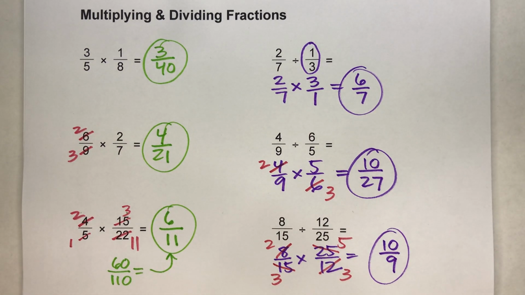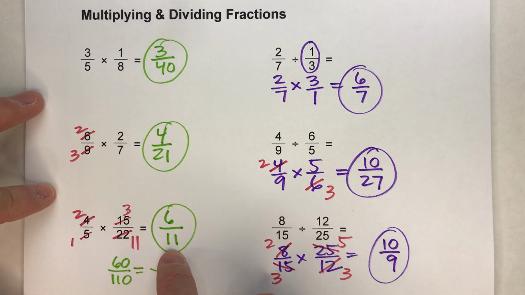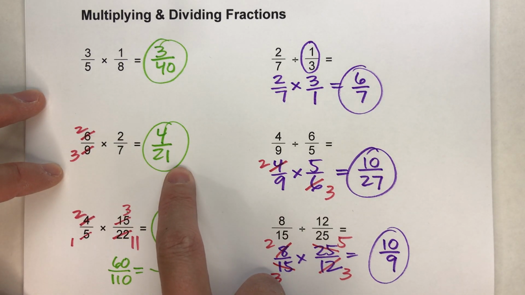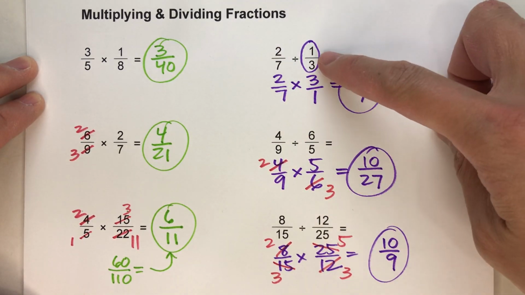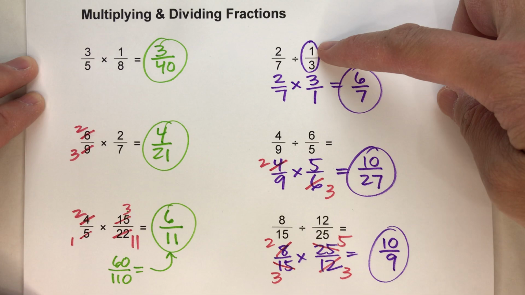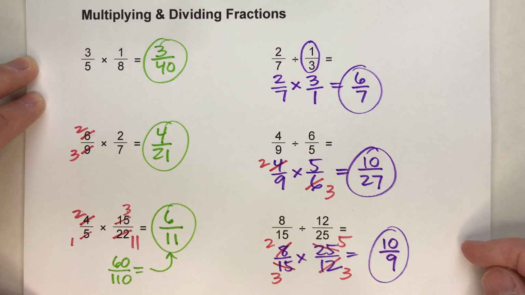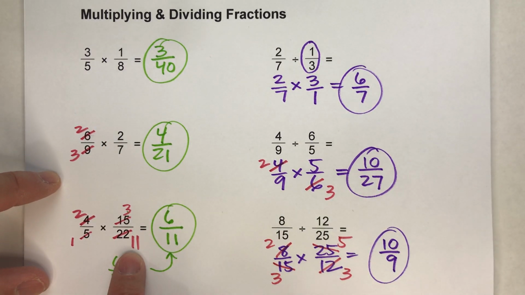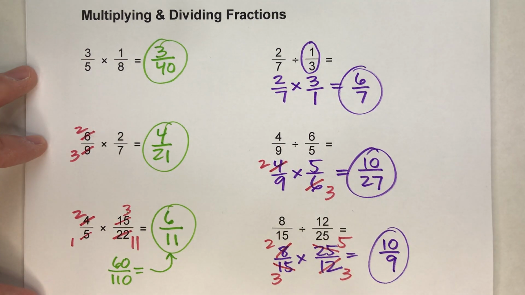I'm done. So the key to multiplying fractions, reduce them beforehand, and then just multiply the top times the top to get the top, and the bottom times the bottom to get the bottom. The key to dividing, keep the first fraction the same, and multiply by the reciprocal of the second fraction. In other words, multiply by the second fraction flipped upside down. And then it's just a multiplication problem, which we just got through talking about. Simplify and multiply.